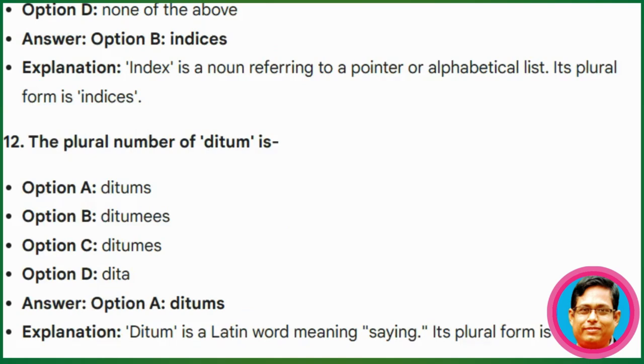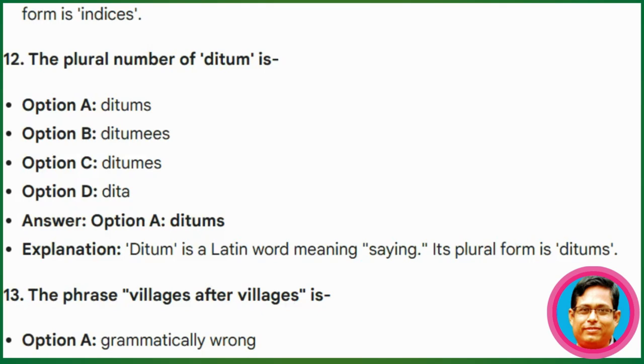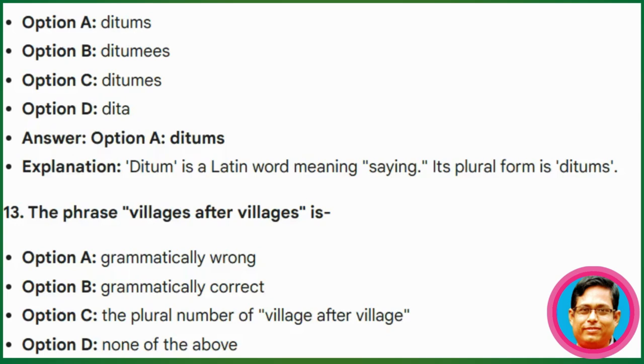12. The plural number of ditum is option A, ditums, option B, ditumes, option C, ditums, option D, dita. Answer, option A, ditums. Explanation, ditum is a Latin word meaning saying. Its plural form is ditums.